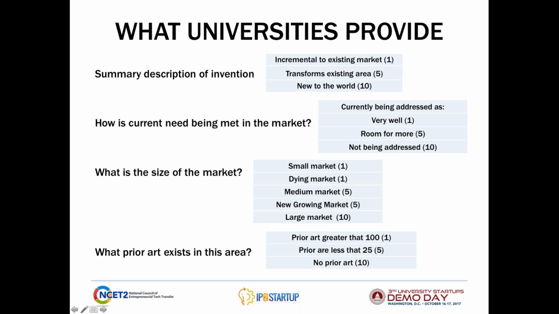And then how is the current need being met in the market? So if the needs are being met very well, then you're going to get a lower score. But if it's not being addressed at all, you're going to get a higher score. So what we're trying to do is match up what the invention provides to the business need in the market.